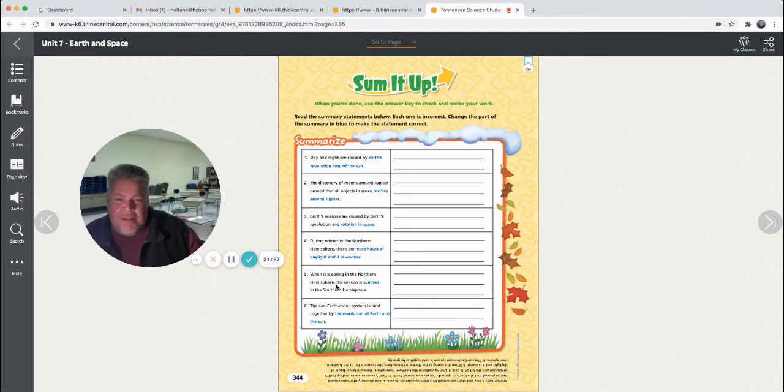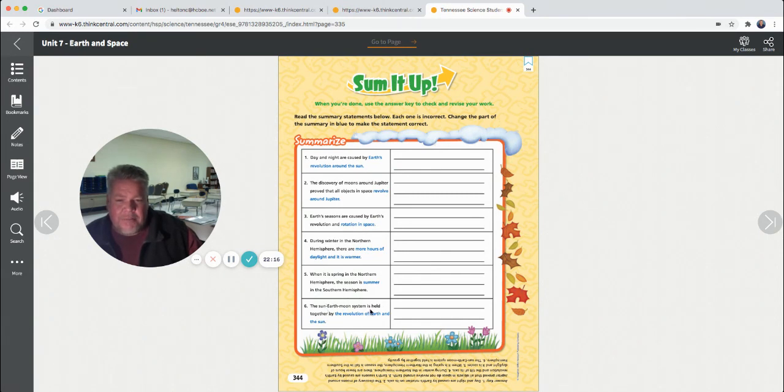When it's spring in the northern hemisphere, the season is summer in the southern hemisphere. No, they're going to be opposite. So if it's spring in the northern, it's going to be fall in the southern. So it'd be just the opposite. Spring and fall would be opposites, and then winter and summer would be opposites.